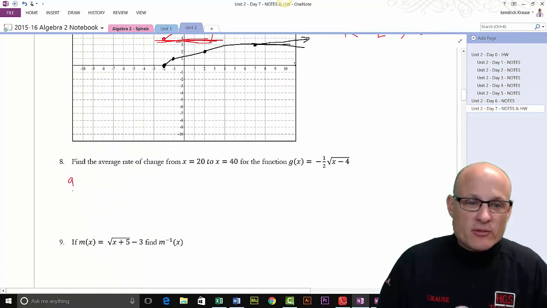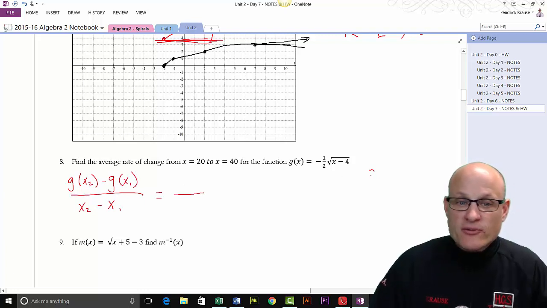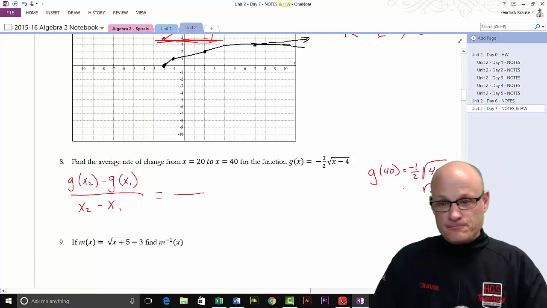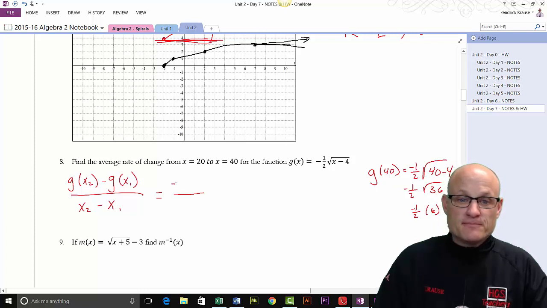Now, if you remember correctly, that's going to be g of x2 minus g of x1 all over x2 minus x1. So now over here, I'm going to figure out what g of x2 is. So what's g of 40? g of 40 is equal to negative 1/2 the square root of 40 minus 4. Well, this is just the square root of 36. And the square root of 36 is just 6. So this whole thing just becomes negative 3.